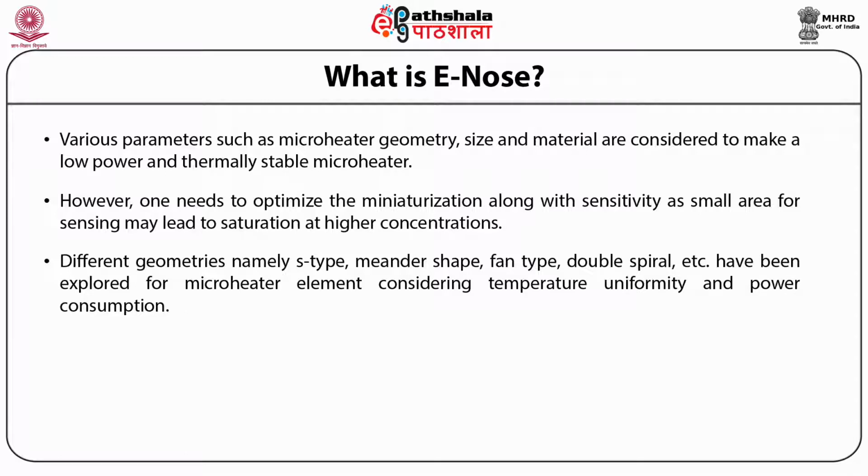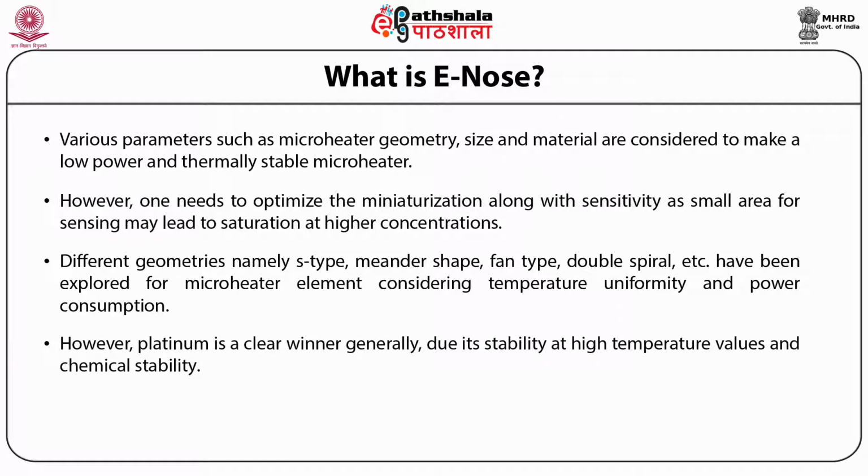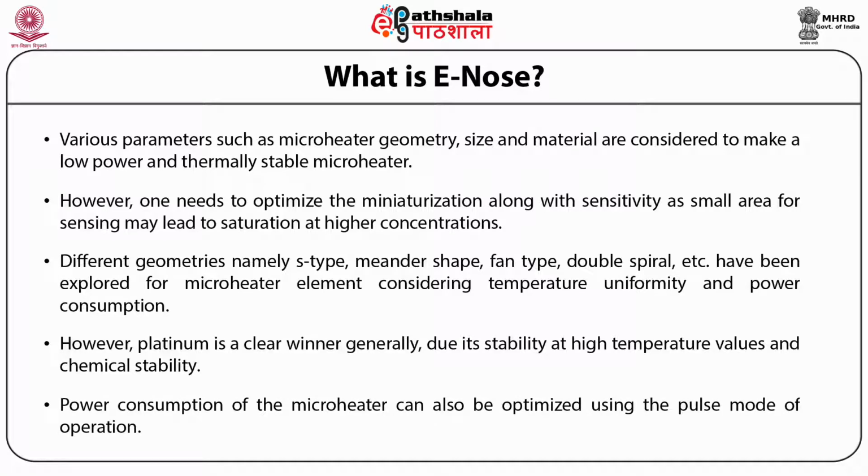Various materials such as platinum, polysilicon, nichrome, tungsten, gold, etc., have been explored for microheater application. However, platinum is a clear winner generally due to its stability at high temperature values and chemical stability. Physical verification of the temperature and its uniformity is carried out by infrared imaging. Power consumption of the microheater can also be optimized using the pulse mode of operation.